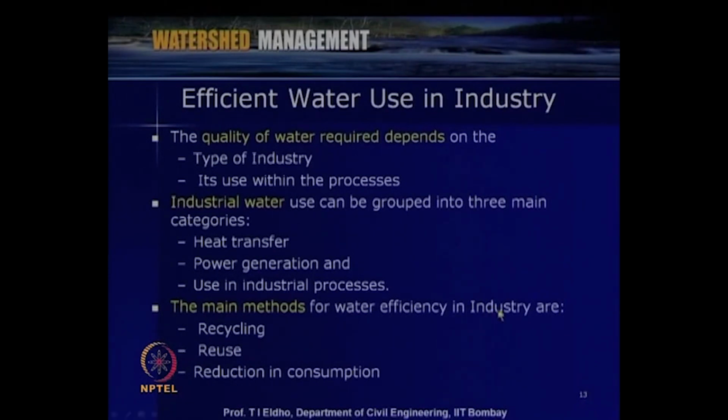So, the main methods for water efficiency in industry are, say, recycling. With respect to wastewater, we can treat it and then recycle and reuse it. For example, the water coming from washing can be used for other purposes, or the water used for cooling we can use further for other purposes. Then the third aspect is reduction in consumption. So, when we look at water efficiency in industry, three aspects are there. One is reduction in consumption, then how much water we can recycle, and then how much water we can reuse. That way we have to look at efficient water use in industry. The aspects of water recycling and reuse will be discussed in the next lecture.